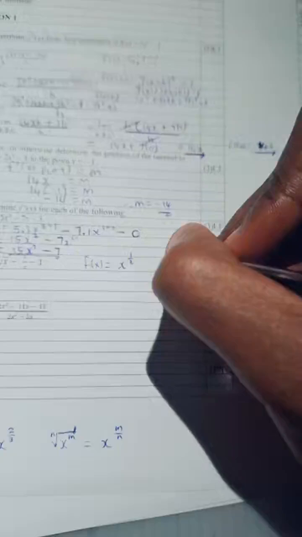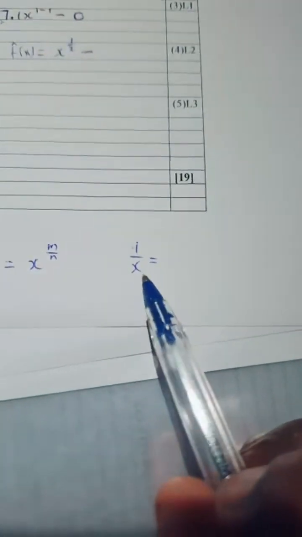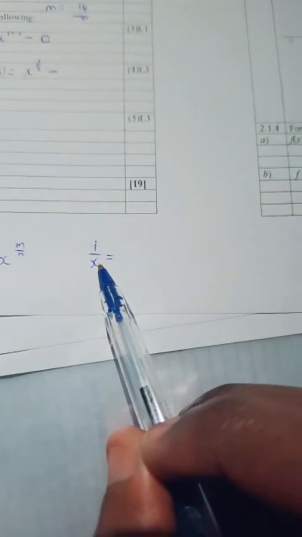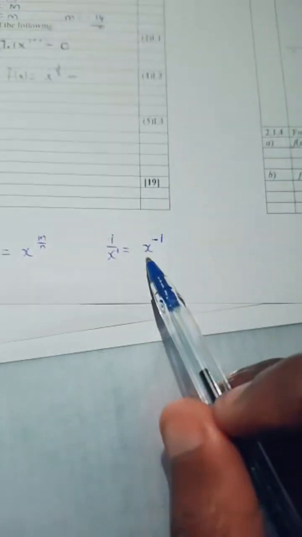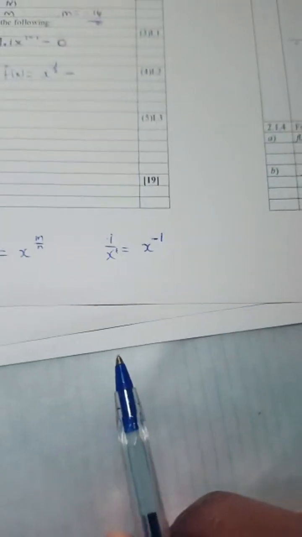The root of x is x to the power of a half. Laws that say what? 1 over x can be written as what? If you have a variable in the denominator and you wish to write it in exponent form, the exponent that it has currently, which is 1, changes sign in the numerator and becomes x to the power negative 1.